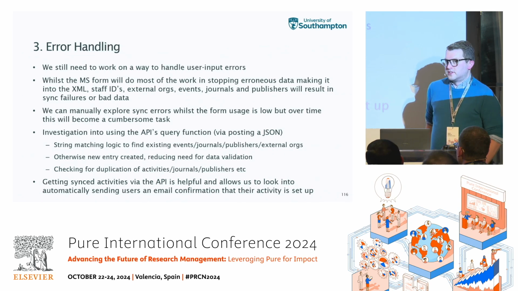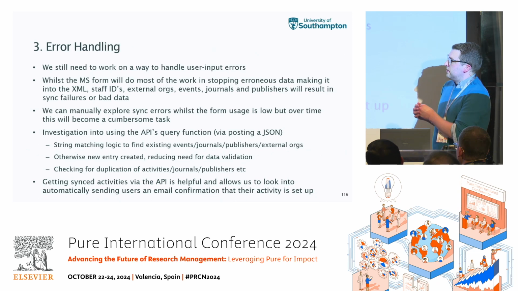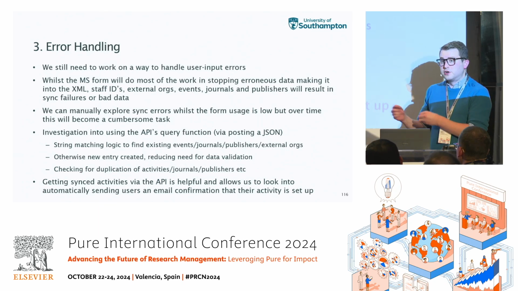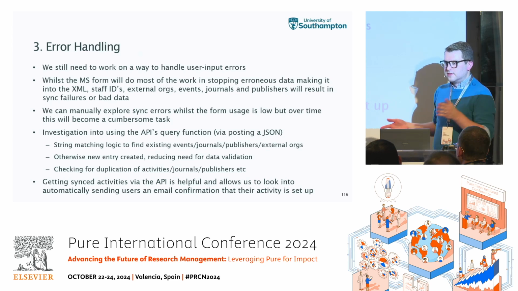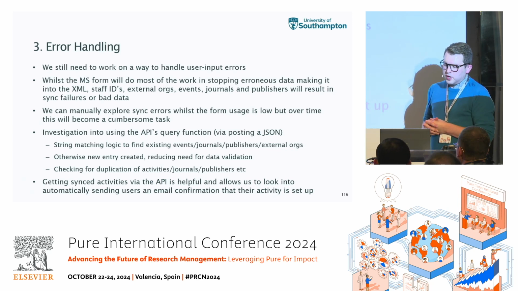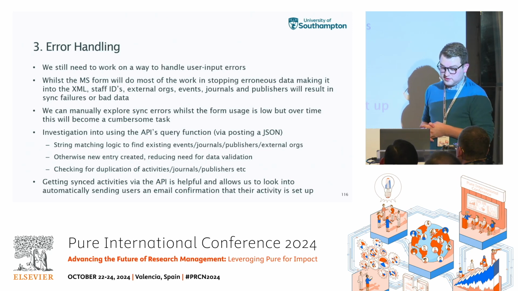And another reason we haven't decided to fully launch this is because we haven't figured out a way of looking up existing journals, events, and publishers against ones that already exist in Pure. So if someone enters a slightly different name of an event or something, it's going to create a new one, and it could be the same. So you're going to have tons of duplicates. There is a potential of using the API to search through events and things like that. I believe that's possible with posting a JSON request, but we didn't have time to go down that route at this point. But it's definitely on our list to investigate.